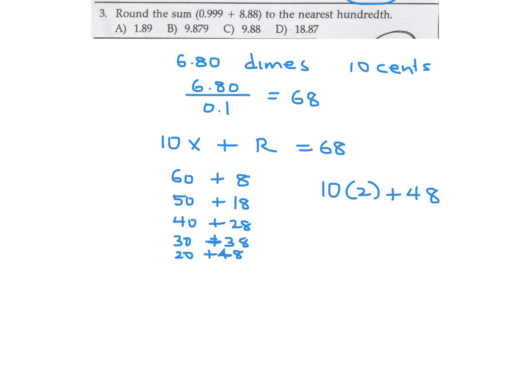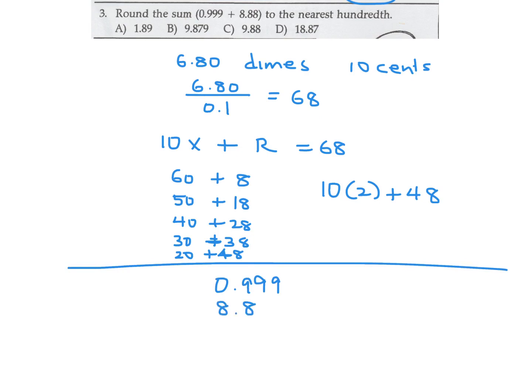Round the sum 0.999 plus 8.88 to the nearest hundredth. So first let's do that math. 0.999 plus 8.88, and when you add those two up, you get 9.879. Now we have to round this to the nearest hundredth. This is the tenth, this is the hundredth, so that'll be 9.88. And that would be C.